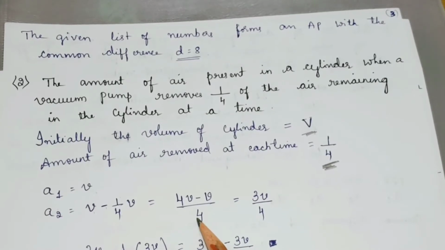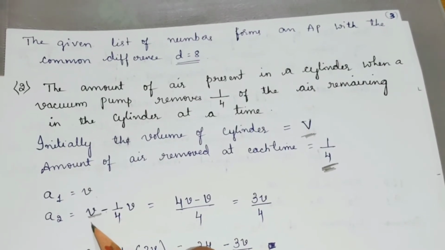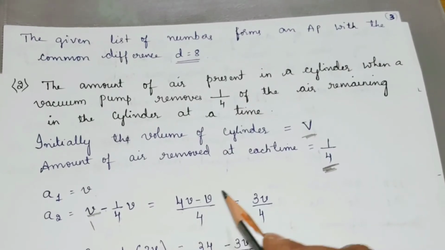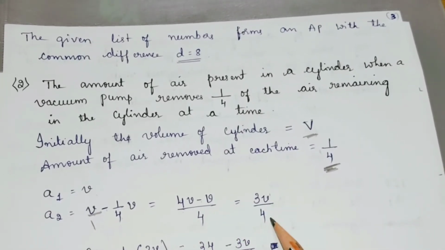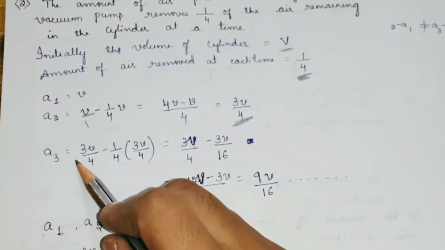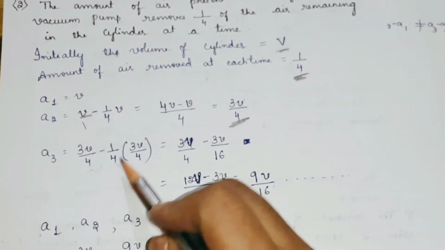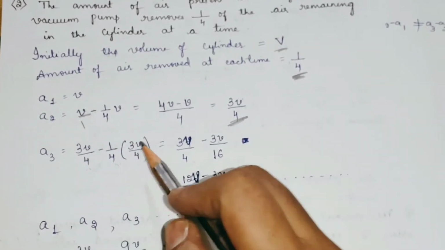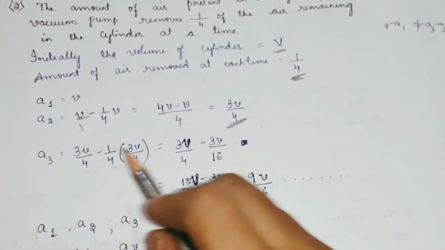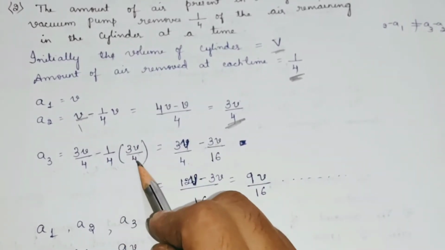Take 4 as an LCM. Then if you take 4 as an LCM, since the denominator is 1, the numerator has to be multiplied by 4. 4V minus V will give you 3V by 4. This is A2. Third term is equal to second term minus 1 by 4 times the volume. Then 3V by 4 as it is, minus 1 by 4 of V. 3V into 1 is 3V, 4 fours are 16.